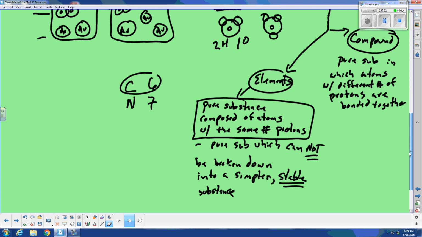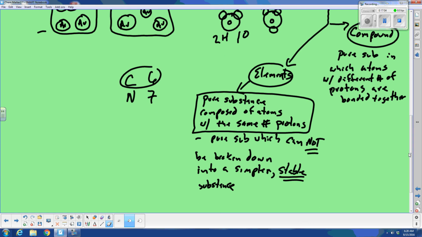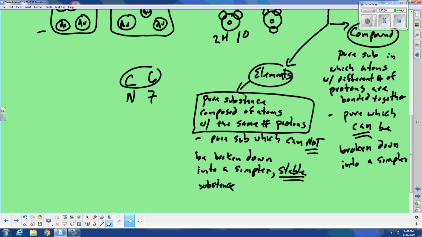Or an alternative definition is what? Parallel to the one next to it. It's a pure substance which can be broken down into a simpler, stable entity, substance.